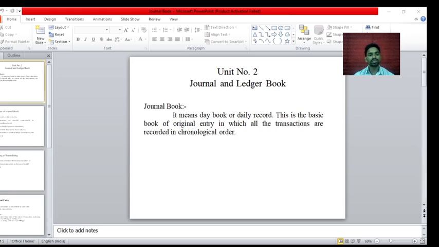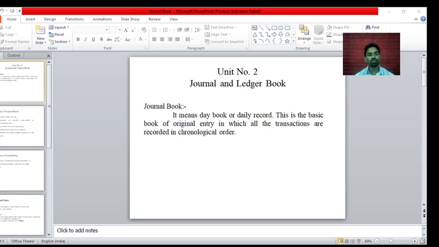The first feature is that the journal is written every day. It means whatever transactions take place daily, day by day, are recorded daily in the book of journal. Next, transactions are recorded systematically in chronological order, which means they are recorded in the books of journal date wise in a systematic way. This is the second feature.